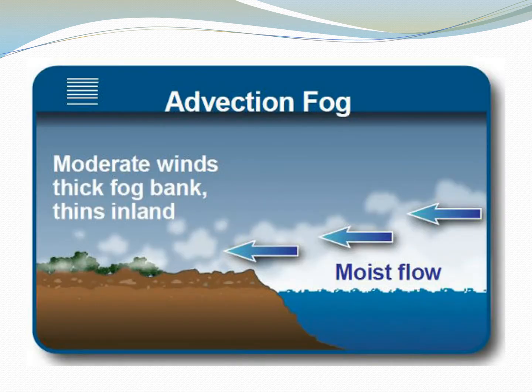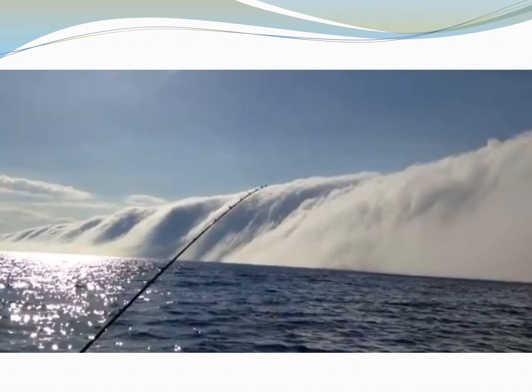In this diagram, we see winds bringing the fog inland. The increased heating and mixing over the land typically causes the fog to rapidly decrease as it moves inland during the course of the day. This is a picture of a fog bank taken by a fisherman over Lake Michigan in early May of 2014.